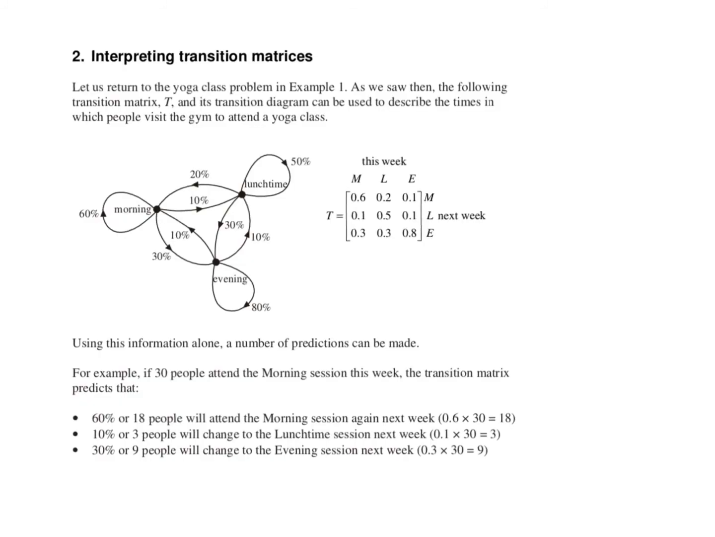Okay, moving on, interpreting transition matrices. So let us return, this is a yoga class. As we saw, the following transition matrix. So I think it's whether you did a morning, lunchtime or evening yoga class. And here's the transition. So using the information alone, predictions can be made. So they said if 30 people attend the morning session in this week, the transition matrix predicts. So if you know that there's 30 people here in the morning, you can find out other pieces of information.